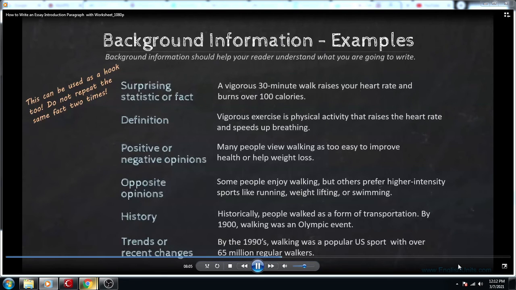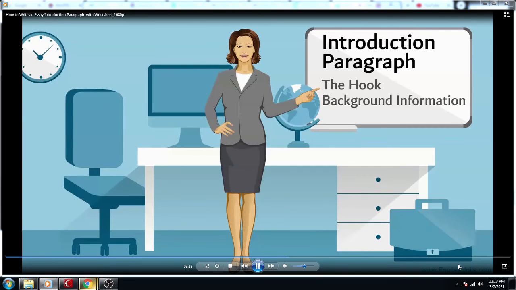I wouldn't use all of these sentences as background information. You only need to pick about 3 or 4 sentences that are very closely related to what you're going to say about your topic in your essay. Now let's talk about the thesis statement.